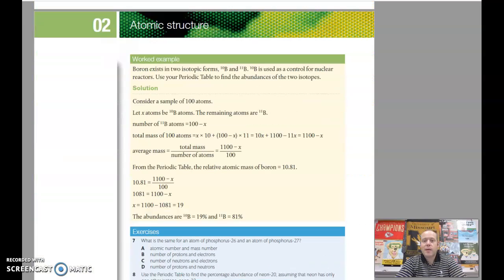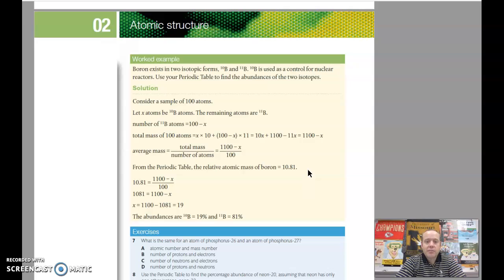The second example problem is a little trickier algebraically. We have two isotopes of boron, boron 10 and boron 11. If we look at the periodic table, the average mass of boron is 10.81. So we can use this information to figure out the percentages. This is also detailed in my written out notes that you have access to.